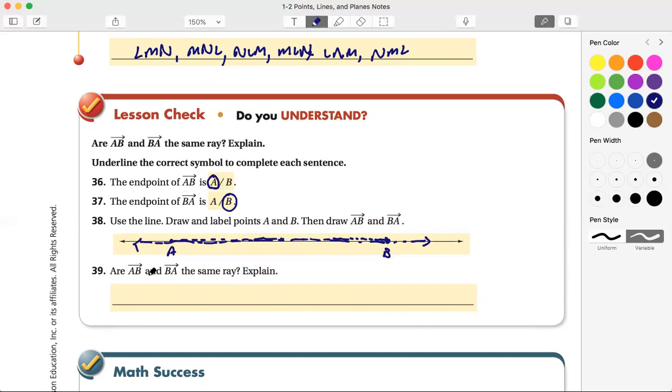Okay, are AB and BA the same ray? No. Okay, they point in opposite directions and have different endpoints.